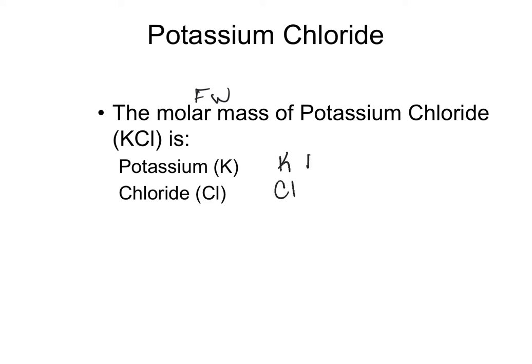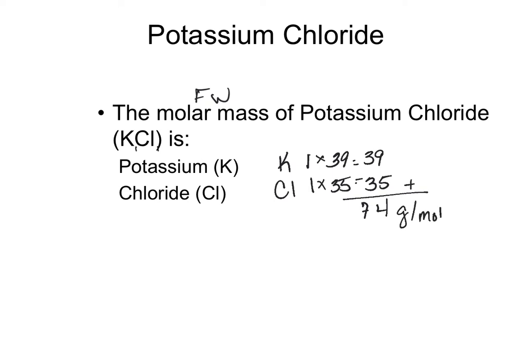So I have 1 atom of potassium, 1 atom of chlorine. Remember, these are the subscripts, multiplied by their atomic weight. So I look up potassium on the periodic table, 39. I look up chlorine, 35. Multiply those, 39 times 1, 35 times 1. Then I'm going to add all those together, sum, and I get 74 grams per mole.